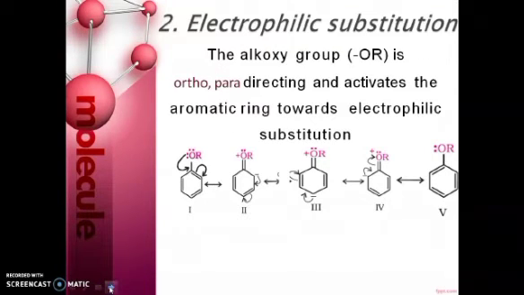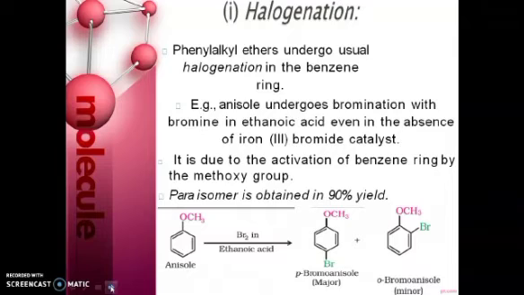Then electrophilic substitution takes place. Why? Because the alkoxy group is ortho-para directing, and it activates the aromatic ring towards electrophilic substitution. Here is the resonating structure. You see that the negative charge comes at the ortho and the para positions. According to that, the first one is halogenation.